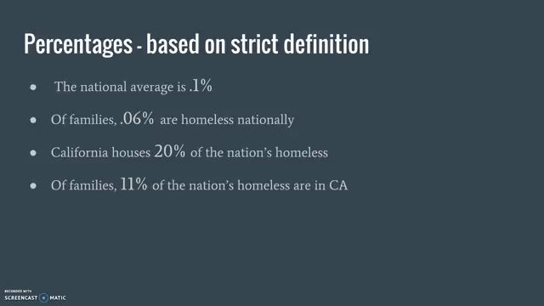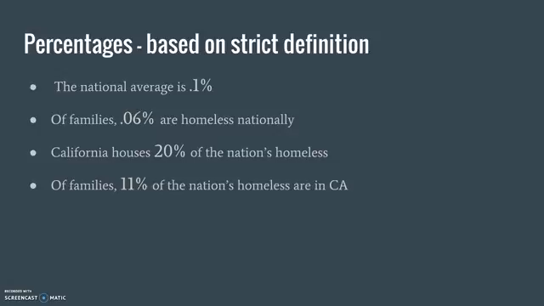So national average is 0.1%, which is very low, which is good, but obviously we'd prefer to keep it at 0%, and that's not the case. It's at 0.1%. Of families, 0.06% are homeless nationally. So just about half of the homeless population in the United States is comprised of families. And in California, however, California houses 20% of the nation's homeless. So 20% of all that 0.1% of all those hundreds of thousands of people, I think it was around 576,000 or something like that. 20% of them live within California.